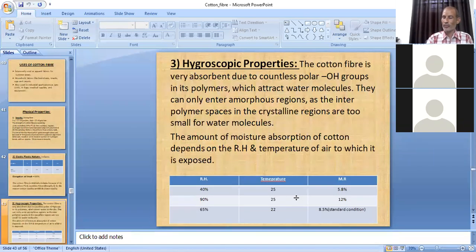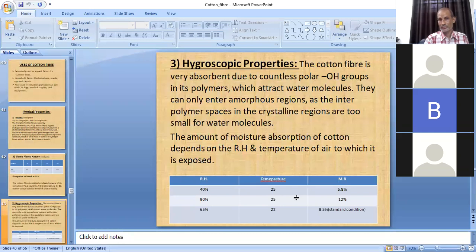Third is hygroscopic properties, for which cotton fiber is known and used for apparel purposes because it gives comfort to the user. Cotton fiber is very absorbent due to countless polar hydroxyl groups, which we already mentioned when we took the polymer grouping. In its polymers, the hydroxyl groups are polar in nature and attract water molecules. Water can only enter amorphous regions, as the interpolymer spaces in the crystalline regions are too small for water molecules. So it does not enter crystalline regions, it enters amorphous regions.